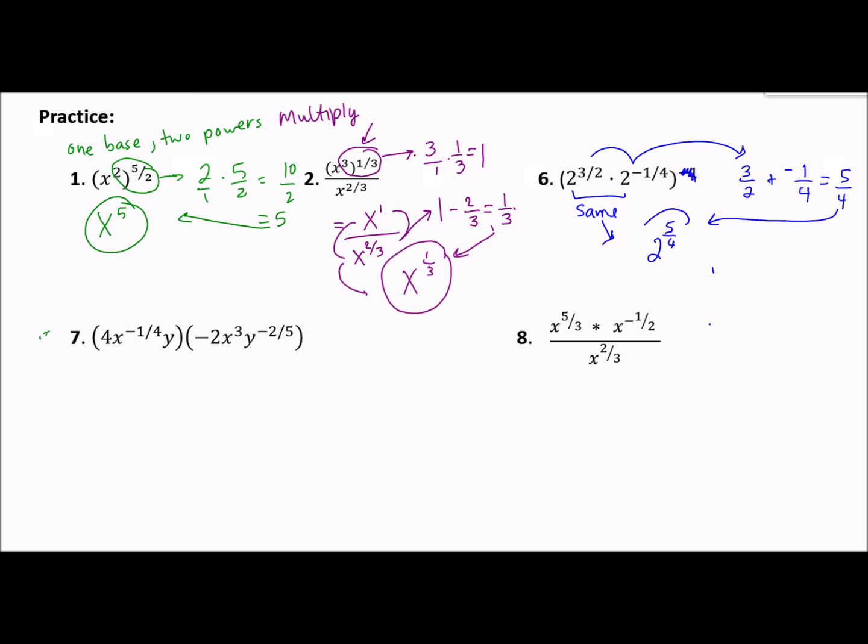So you can add at the beginning, or you could change this to a fraction, and it would become 2 to the positive 1/4 on the bottom. And then because you're dividing, you would subtract those powers. I just prefer to add at the beginning.